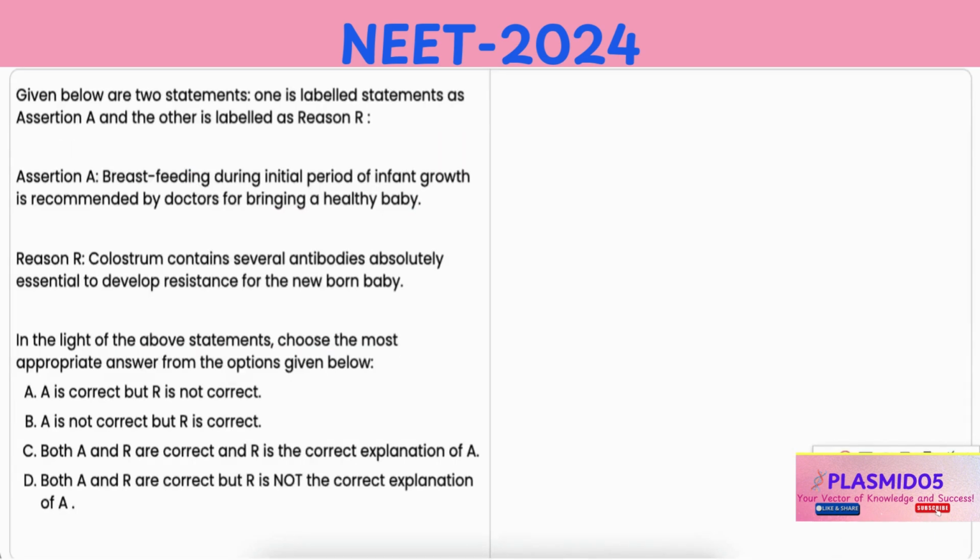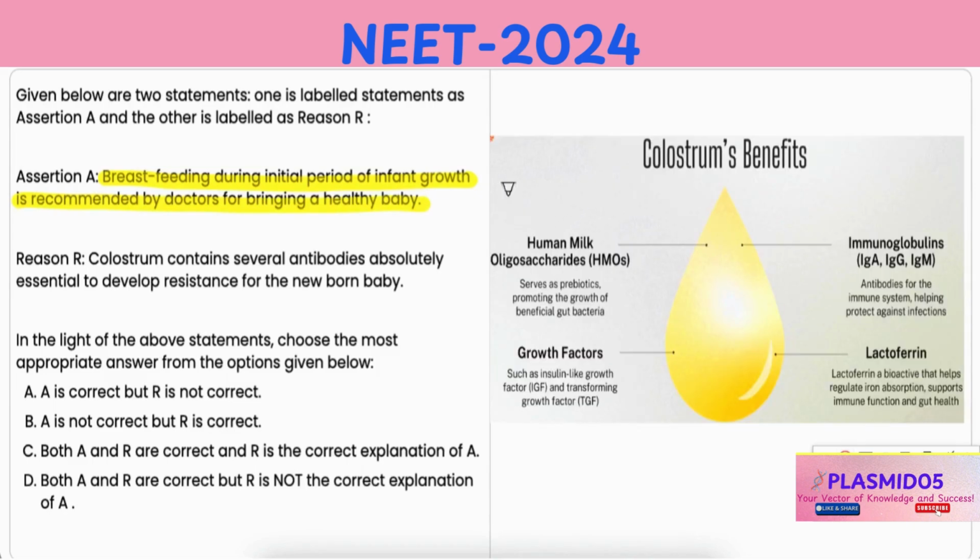In this question, two statements are given. One is assertion and the other is the reason. And in the light of these two statements, you have to choose the correct option. Now, assertion states that breastfeeding during the initial period of infant growth is recommended by doctors for bringing a healthy baby. Now, this is correct because breastfeeding during the initial period of infant growth is highly recommended by doctors for promoting a healthy baby because breast milk provides essential nutrients as well as immune protection.